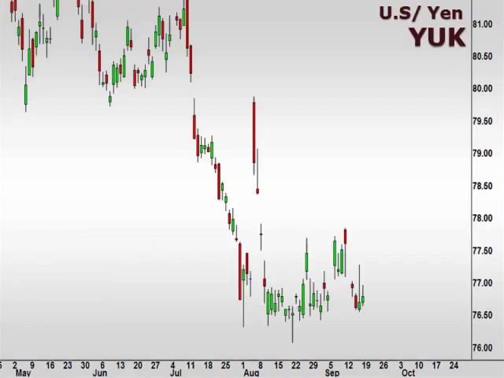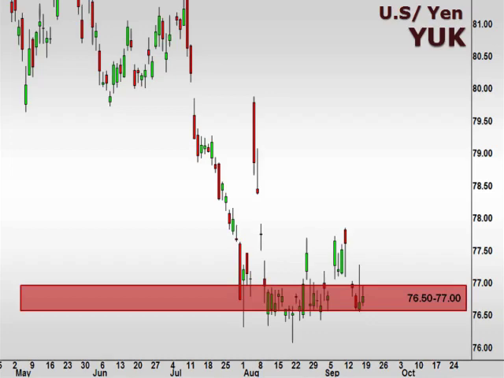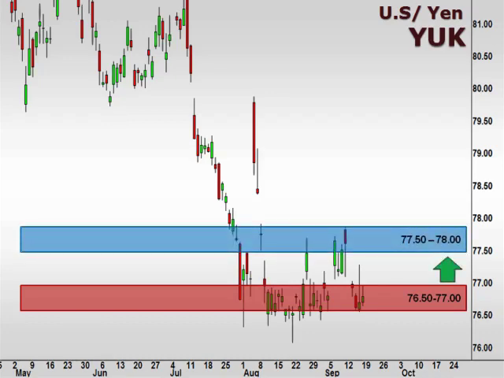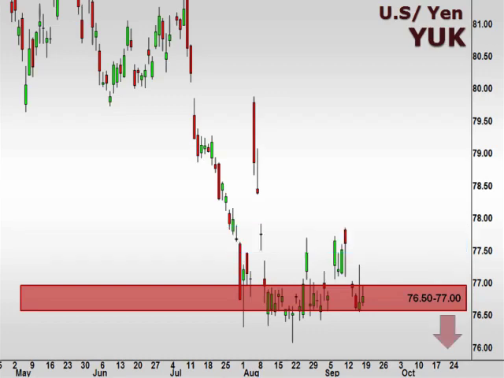Next up, the YUK, the US versus the Japanese yen. Well, the YUK continues to consolidate within the 76.5-77 focal zone despite several attempts to push higher. A break above 77 should signal a move towards the upside. However, 78 is likely to remain a key overhead resistance level. A break of the 76.5 support level is likely to yield a significant move towards the downside.